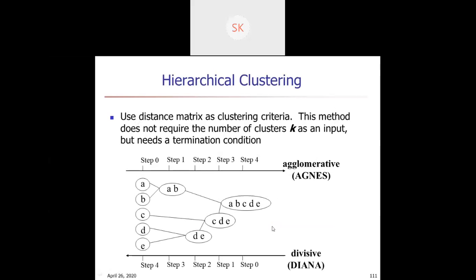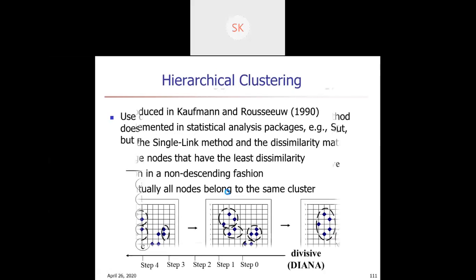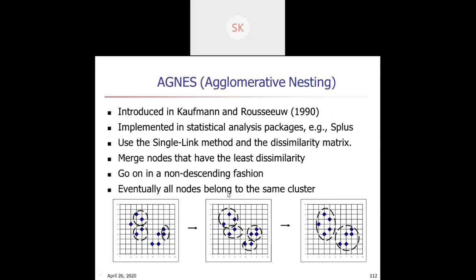Due to distance as a criterion, this method does not require the number of clusters as an input but uses a termination condition. With respect to hierarchical clustering, we have the first one, AGNES, agglomerative nesting. It was introduced in 1990 and implemented in the statistical analysis package S-Plus.